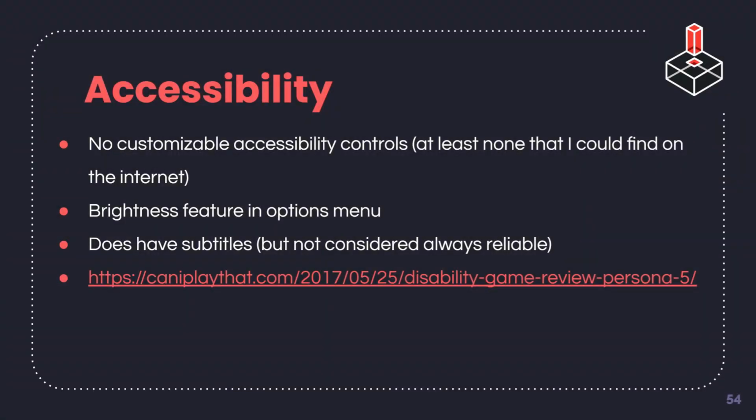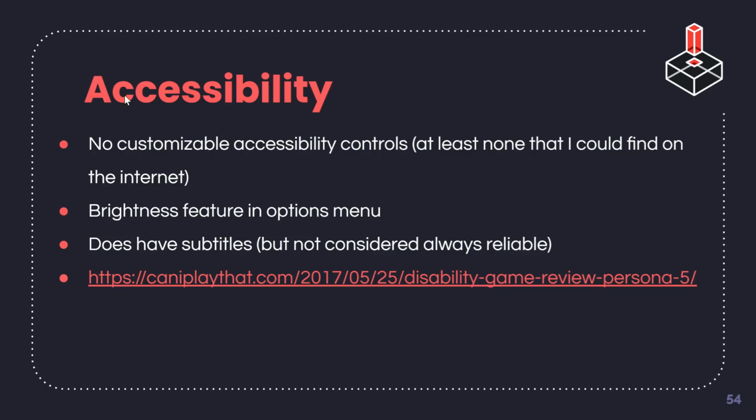Accessibility. There are, as far as I could find when I searched about Persona 5, no custom accessibility controls in the game. It does have a brightness feature in the options menu, and it does have subtitles for the cutscenes, but according to the internet, they're not always reliable.